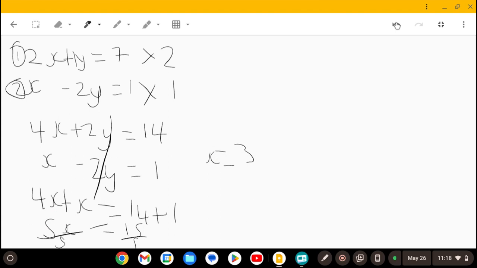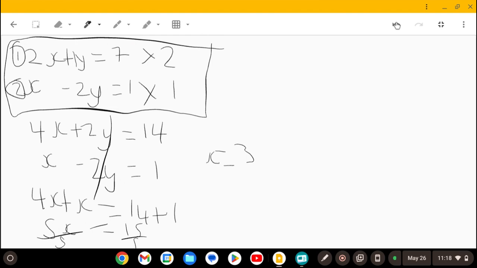And being that we found what x is, this means that we can find what y is. We can do that by plugging in the value of x in any one of these equations. We could do it in either 2x plus y is equal to 7 or x minus 2y is equal to 1, any original equation. I'm going to go with equation 2, x minus 2y is equal to 1. So x is 3, so it's 3 minus 2y is equal to 1.